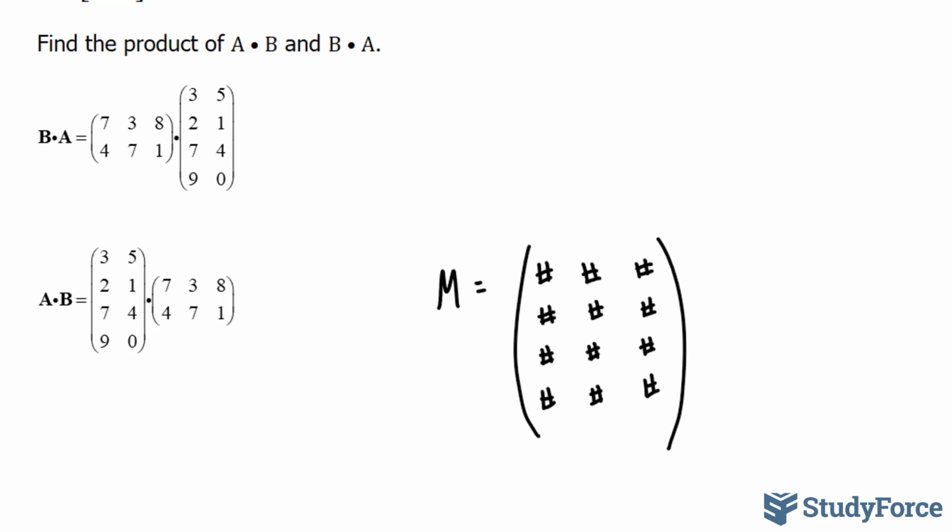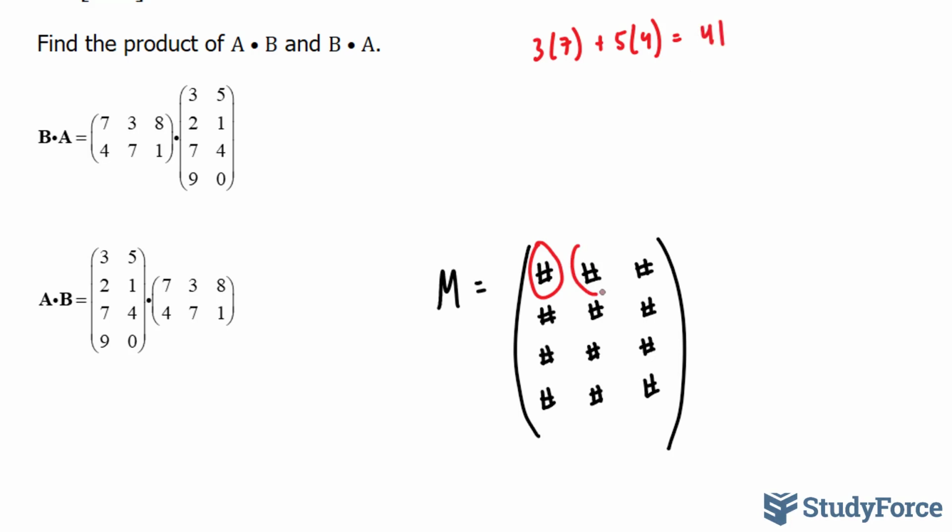Let's start off by finding the very first element in the matrix, this number. To find out this number, you will take this 3, multiply it to the 7, this 5, multiply it to the 4, and add them up. Let's go ahead and do that. 3 times 7 plus 5 times 4, and that gives us 21 plus 20 is 41.